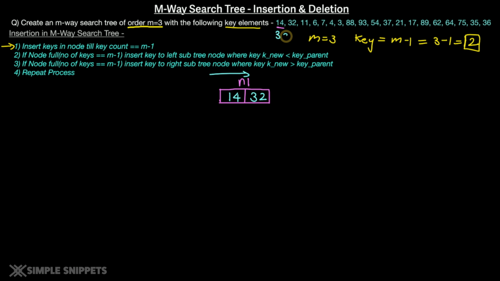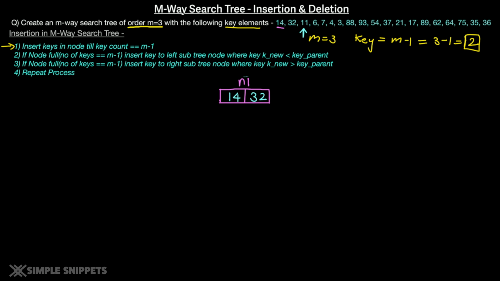In case we had 32 coming in first and then 14, what would have happened? We would have first inserted 32 over here, and when 14 came in, we would have shifted 32 over here and 14 would come in this place. Okay, so that's how it is done. Alright, let's move on. Now, the third number or third key value that we have to insert is 11.